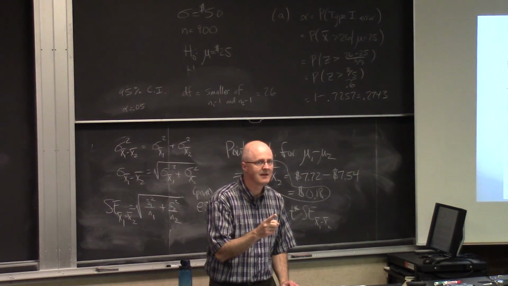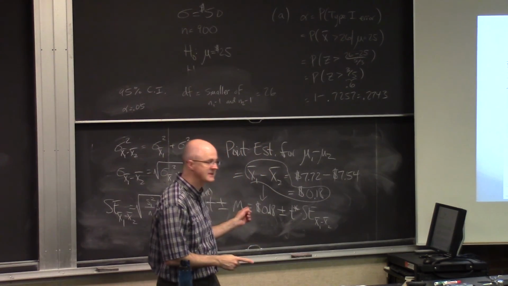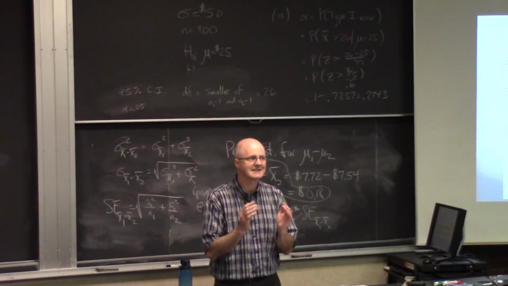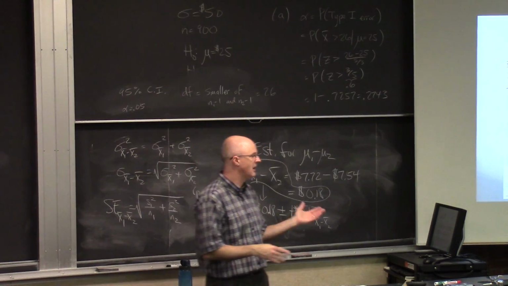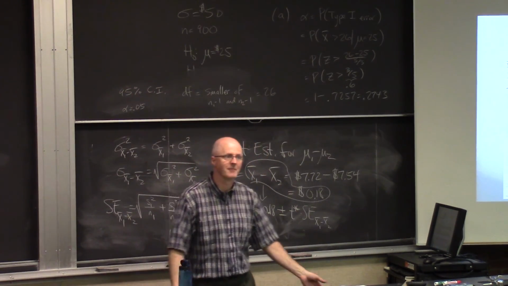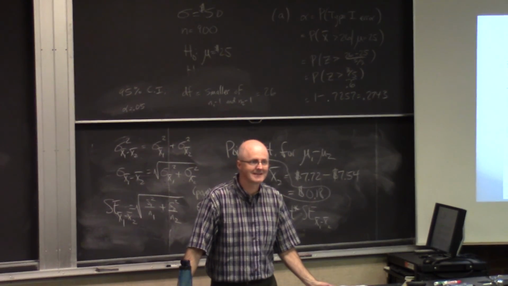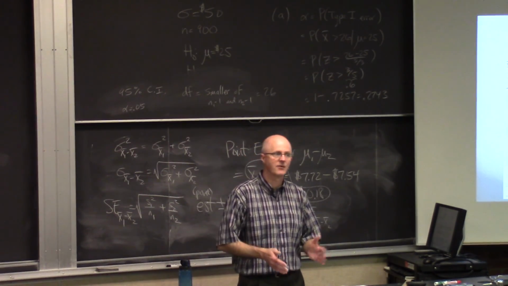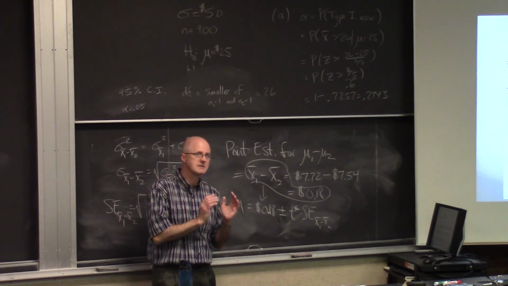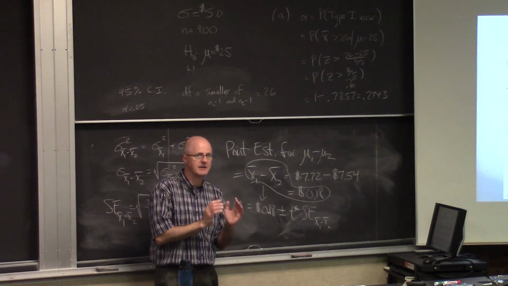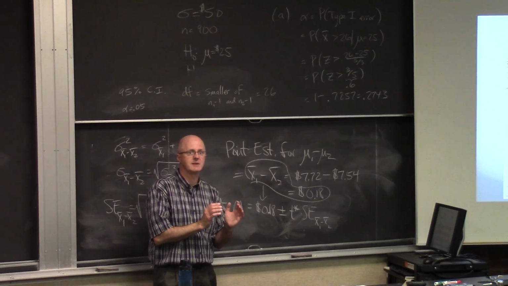That's the key. For confidence intervals on the difference, the question is, does it contain 0 or not? If it does, then you do not reject the null hypothesis that they're the same. You don't have strong evidence against it. If it does not contain 0, if it contains, in this case, all positive numbers, no negative numbers, then you do have strong evidence against the null, and you would reject the null.